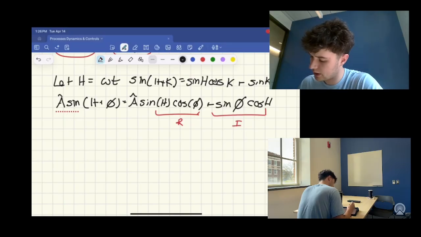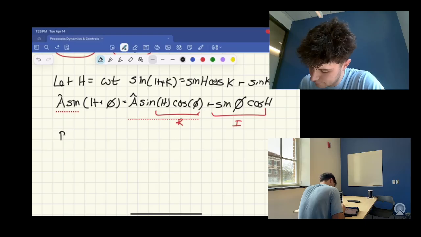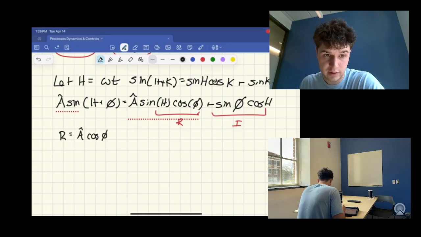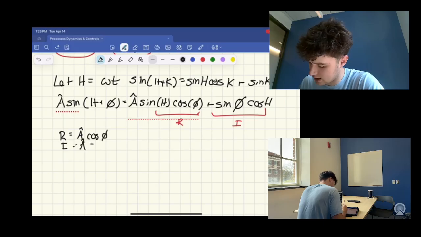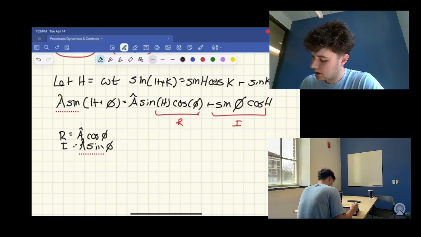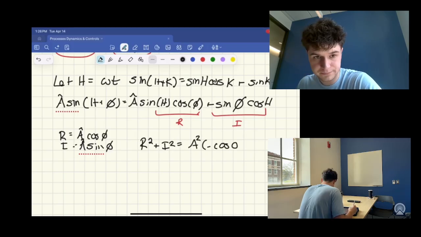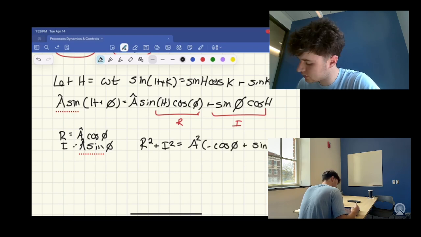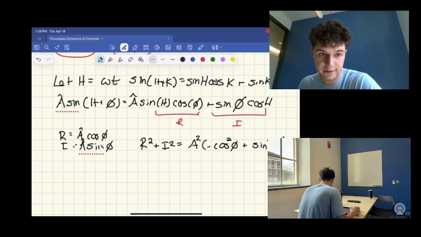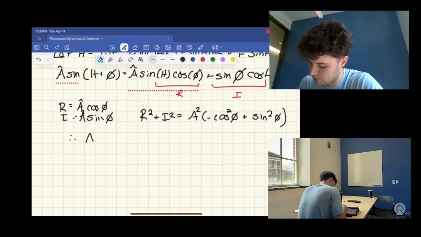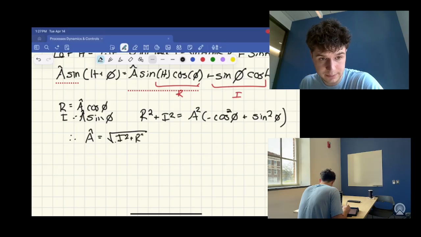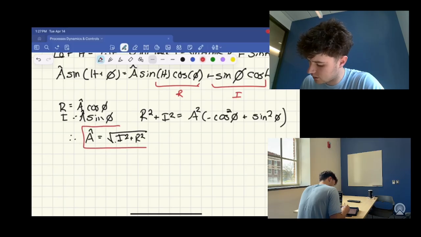But anyway, this is going to be our real term, and this is going to be our imaginary term. And so you have r equal to a hat cosine, and then you have I equal to a hat sine. So next, r squared plus I squared is going to equal a hat times negative cosine plus sine squared. Bang! So now you have a hat is equal to radical I squared plus r squared. And this is the equation that we have been looking for.